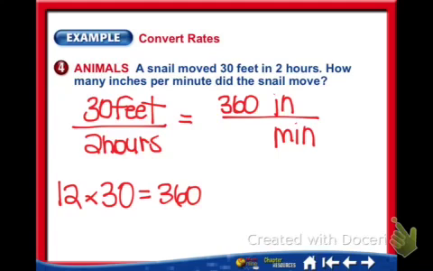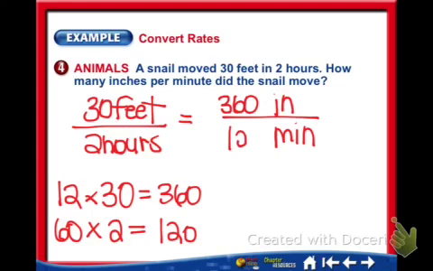We can also ask ourselves how many minutes are in 2 hours. If there's 60 minutes in 1 hour, then 60 times 2 is 120. Then we can simplify this to be 3/1, 3 inches in 1 minute.